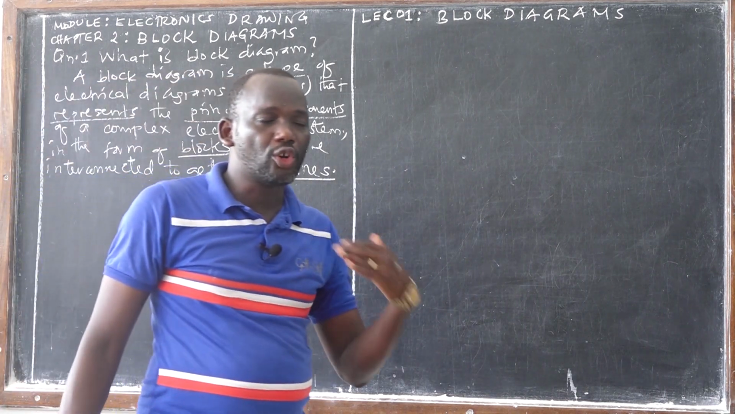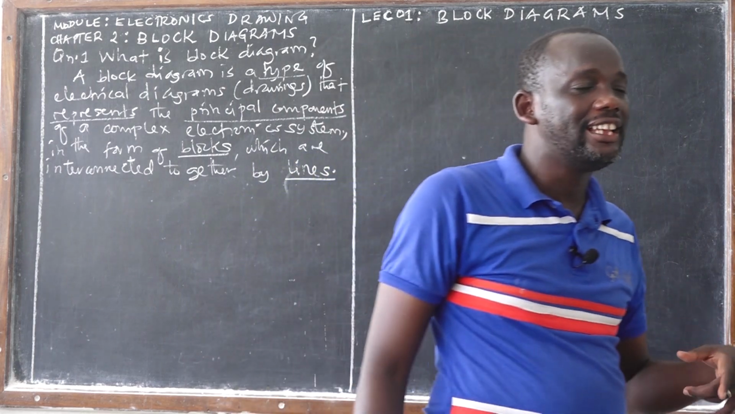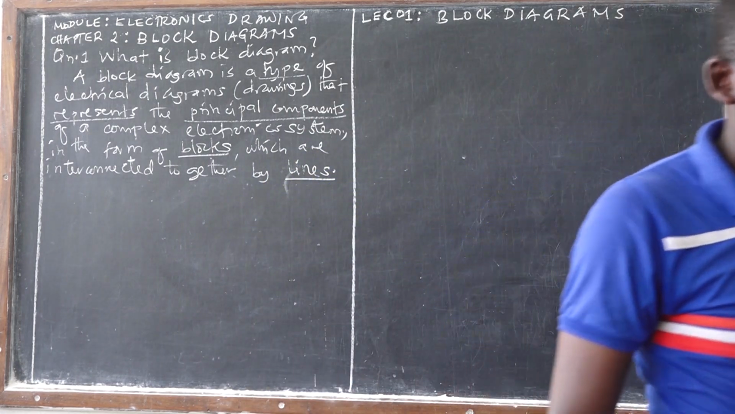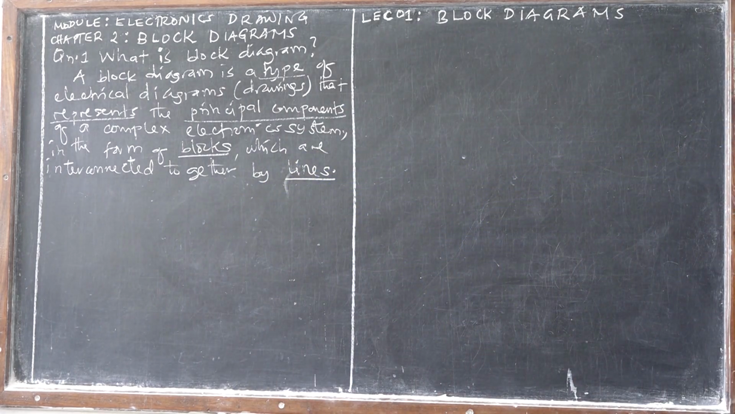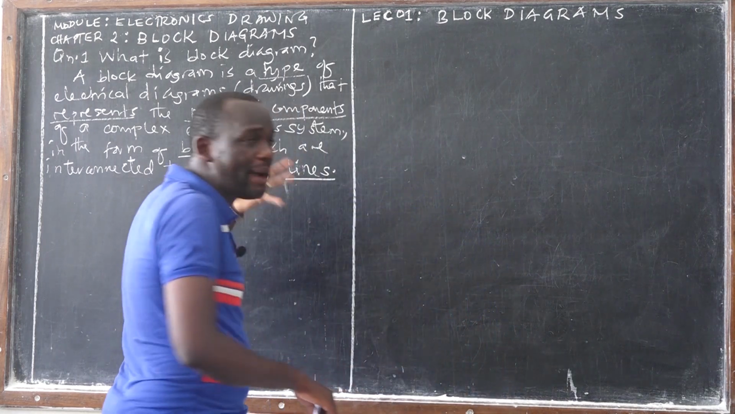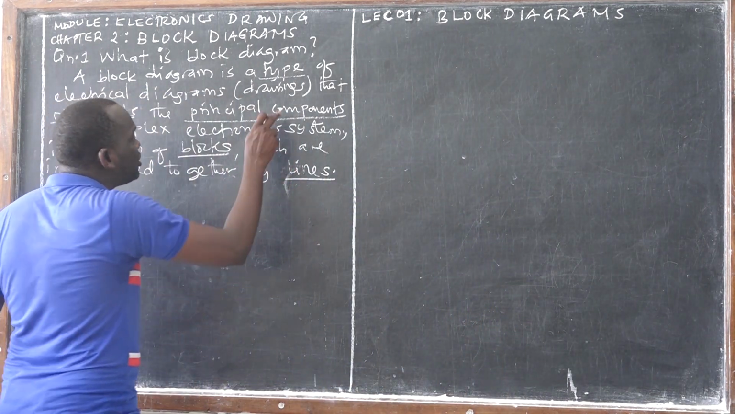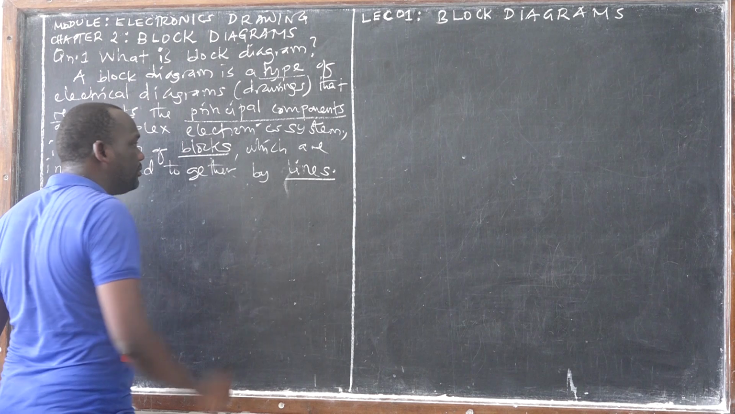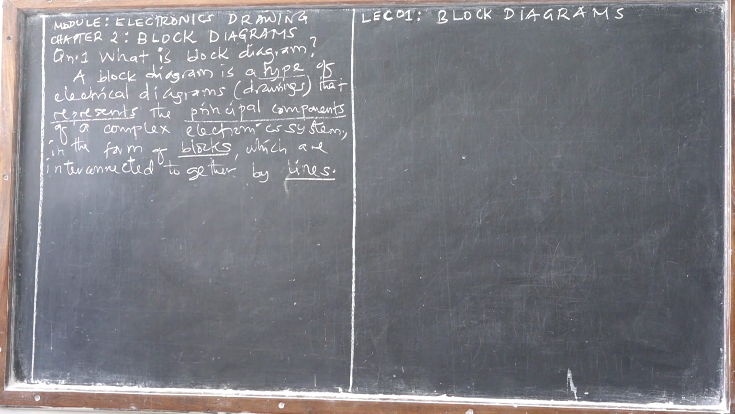When you talk about principal components, it doesn't mean electronic components. There's a difference between principal components and electronic components. So don't think that in that definition we are talking about electronic components such as resistors and capacitors. No, we don't have resistors or capacitors in a block diagram. Are we together? Principal components means the main parts of the system, the main subsystems. That's the meaning.